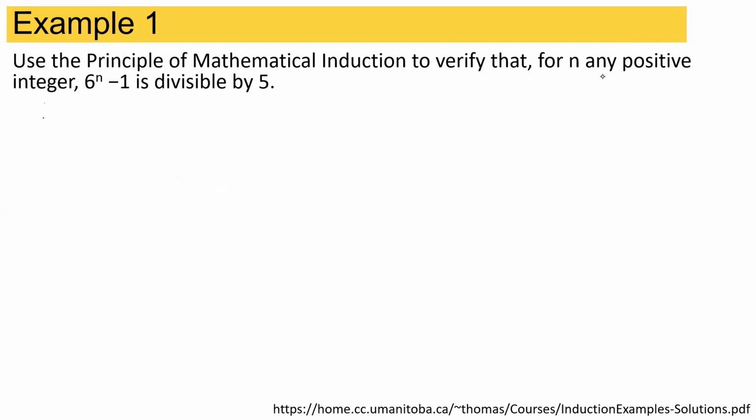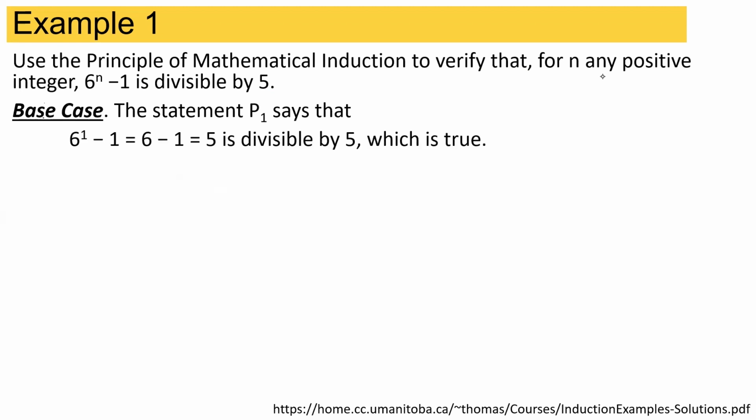So here is one. Use the principle of mathematical induction to verify that for any positive integer n, 6 power n minus 1 is divisible by 5. So n is greater than 0. Looking at the base step, that is P1, where n is equal to 1, we have 6 power 1 minus 1, which is 5, which is clearly divisible by 5. So P1, the base case, holds.